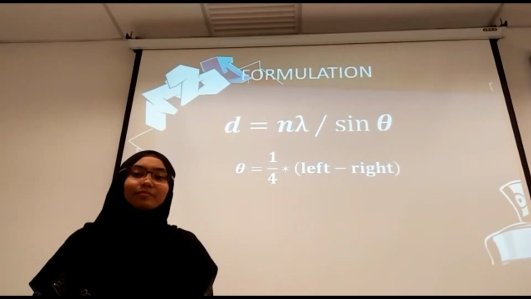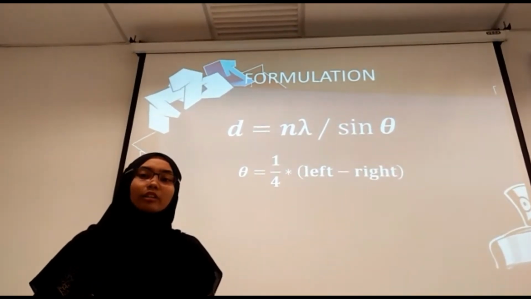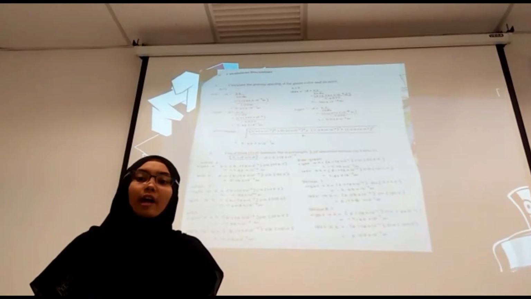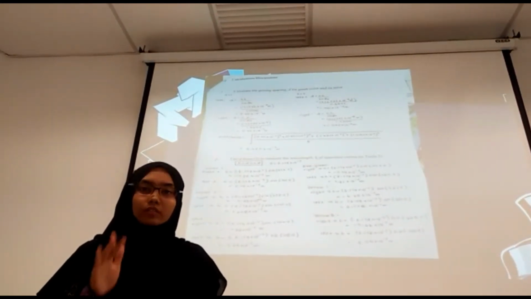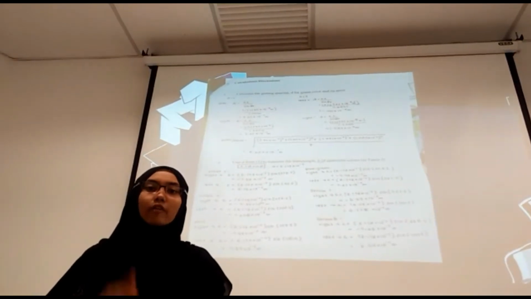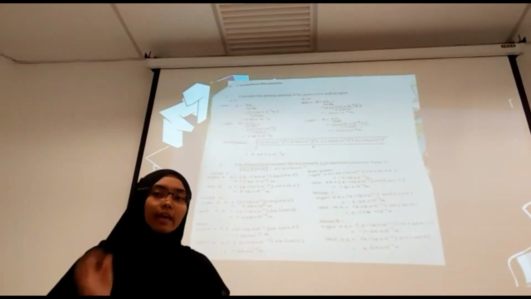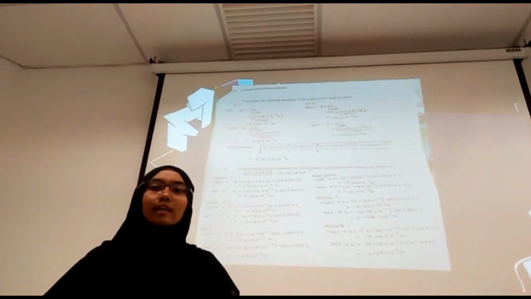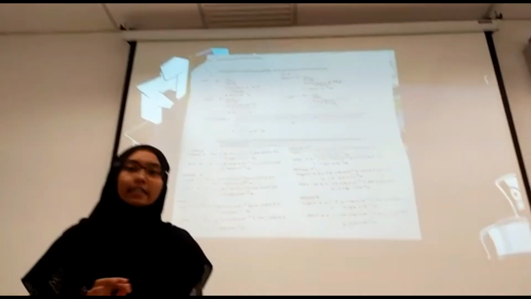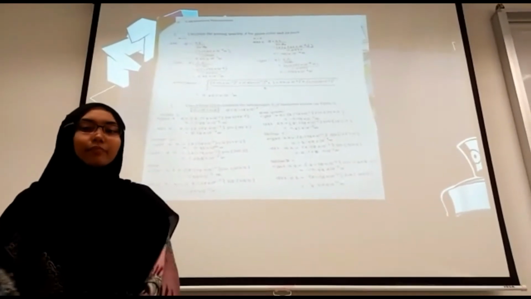And for the error, we have to find the mean of the diffraction grating, and then we have to square it, and we get the answer for the error, which is 8.62 times 10 to the power of -7 meter.